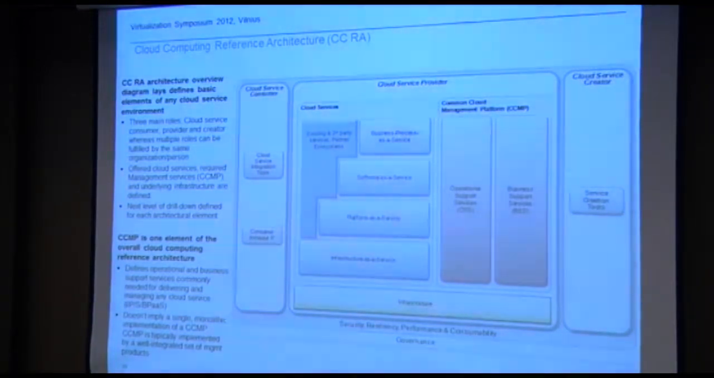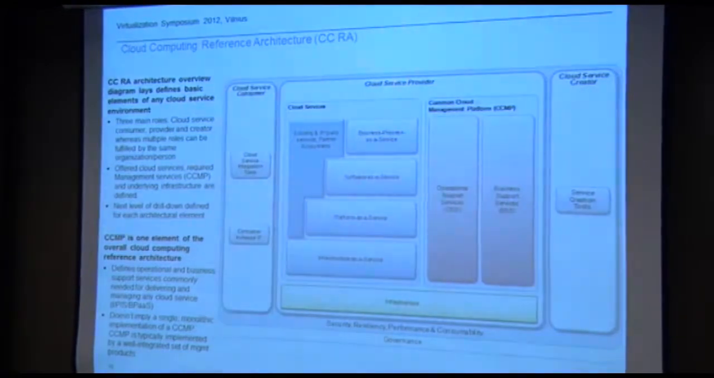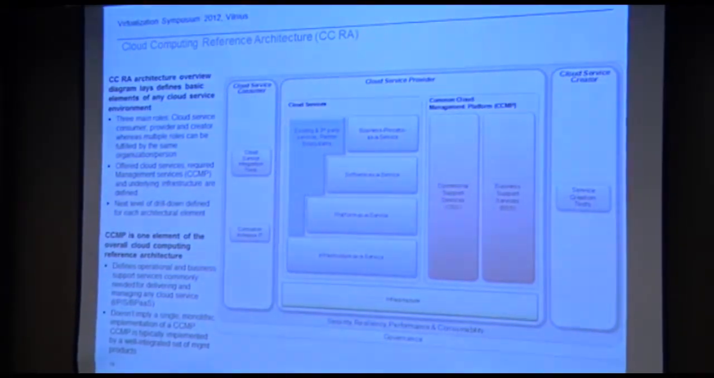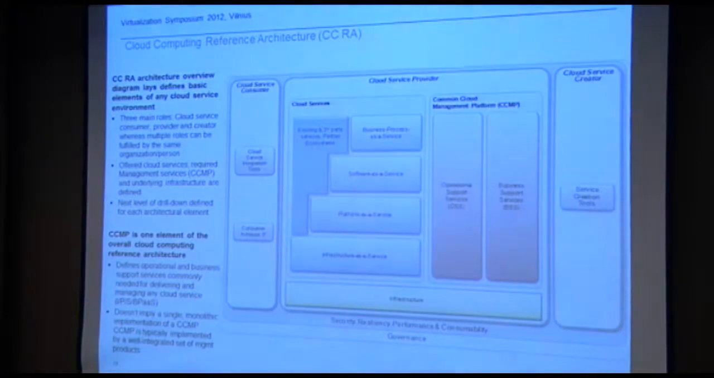And also we have the element called cloud service provider. The cloud service provider does not go only for the so-called public cloud service provider. It is whoever is going to provide the cloud service, either in-house or outside. So we distinguish a couple of elements here. There are cloud services, which we all know, from IaaS to business process services, and then we have the so-called common cloud management platform, addressing the operational support of the cloud environment and the business support services.